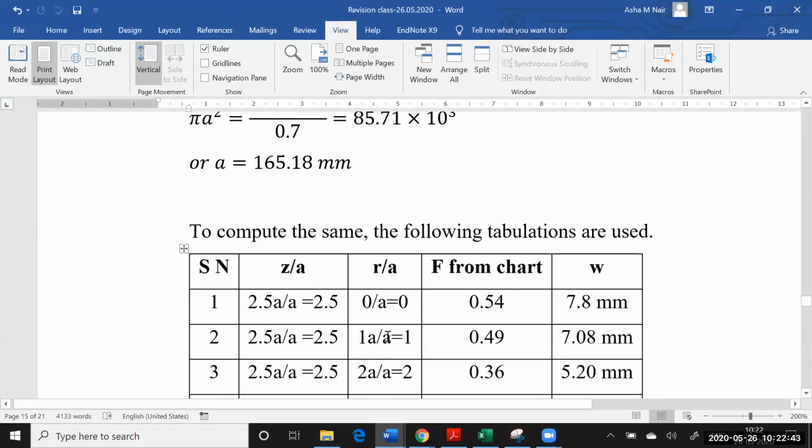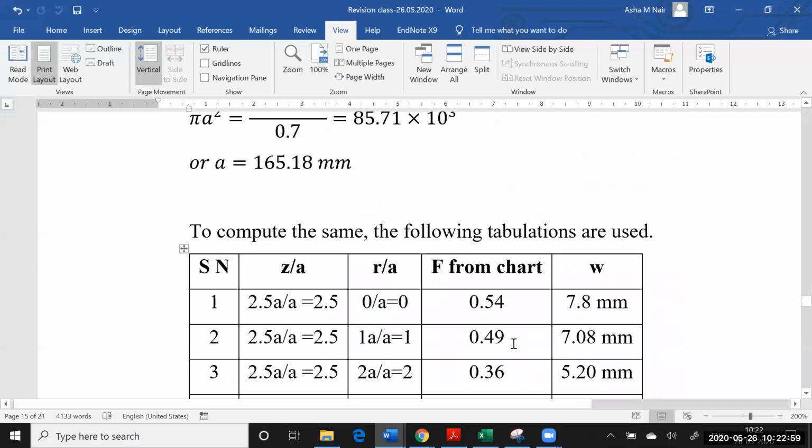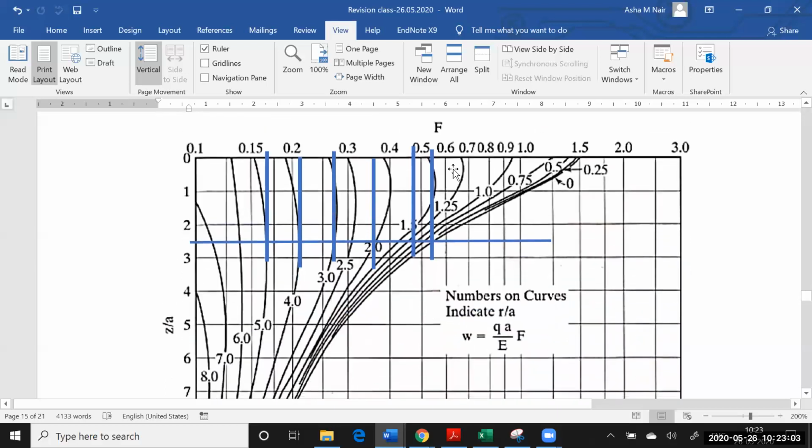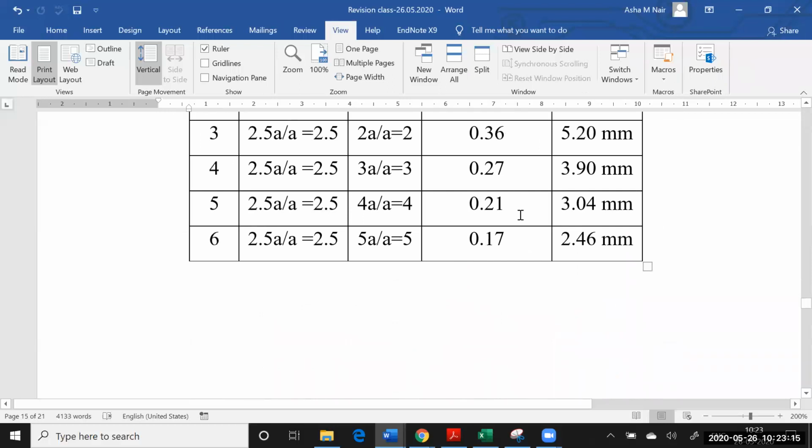What is the next value for R by A? 1. So for 1, this is the graph. Come along this, and where it intersects this line, take it up, and you get it as around 0.48 or 0.49. I've written 0.49. Next is R by A equal to 2. So this is the graph for 2 where it is intersecting. It is intersecting here, and the value is around 0.37 or 0.36. And like that, I have got it.